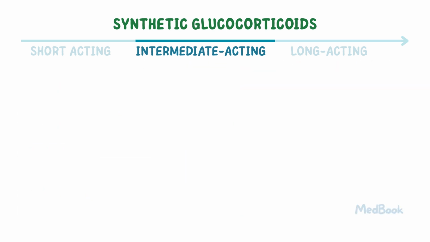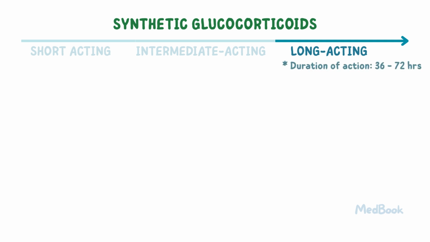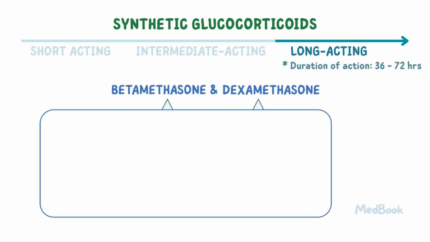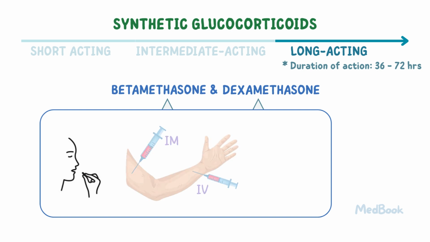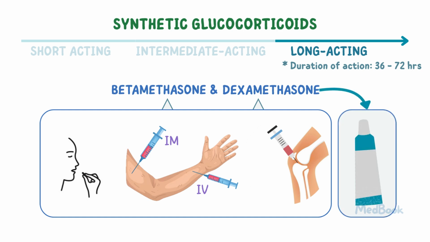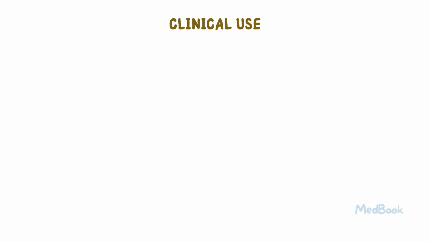Finally, the third group includes long-acting glucocorticoids with duration of action 36 to 72 hours. Betamethasone and dexamethasone fall under this group, and they can be taken orally, injected into a vein, muscle, or joint. In addition, dexamethasone can be used topically. These medications are 25 times more potent than short-acting glucocorticoids. Now, the clinical use of glucocorticoids can be subdivided into several groups.